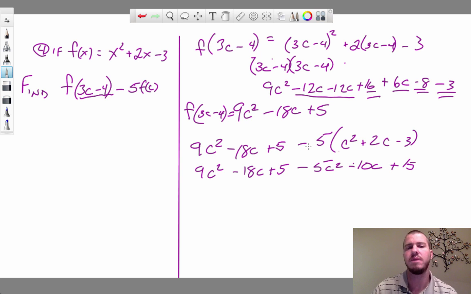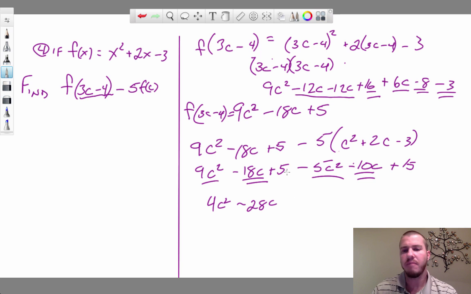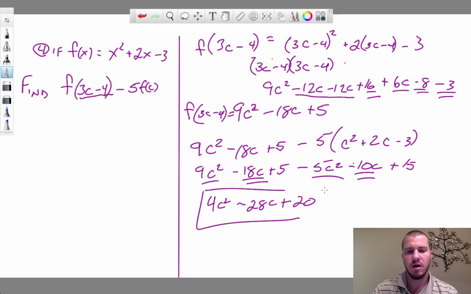Because remember, I'm distributing the negative 5, and now I'm combining my like terms. So 9c squared minus 5c squared is going to become 4c squared. Negative 18c, negative 10c becomes negative 28c. And positive 5, positive 15 become positive 20. And this is your simplified form.